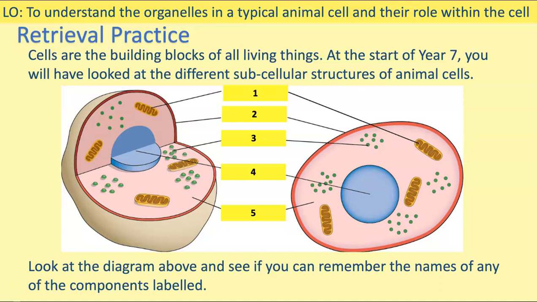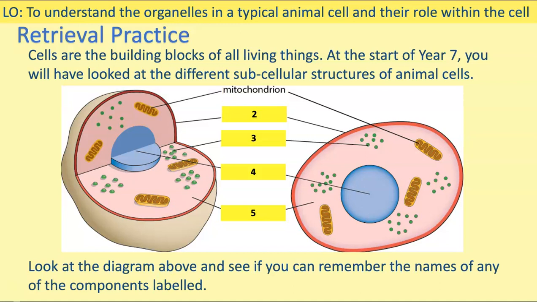What I want you to try and do is see if you can remember the names of any of the components that are labelled on this animal cell. So pause the screencast, have a go at 1 through to 5, see if you can remember any of the names of these cell components. Okay, so once you've done that, we need to get a different coloured pen and we're going to mark the answers.